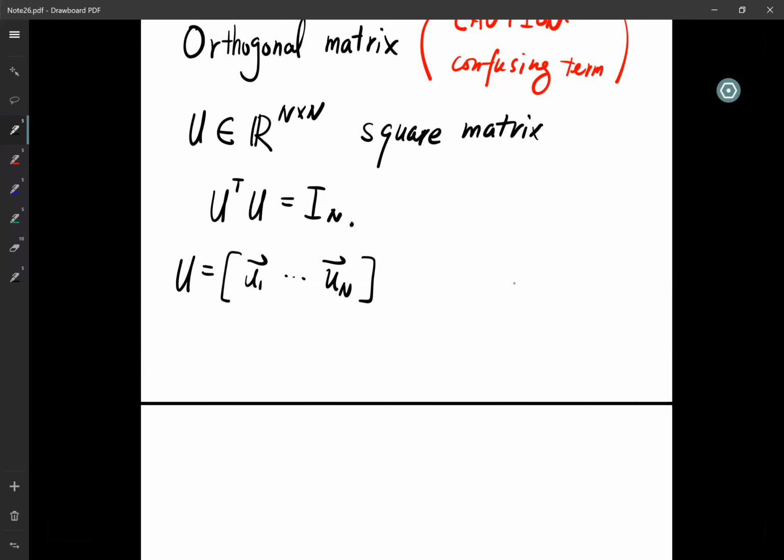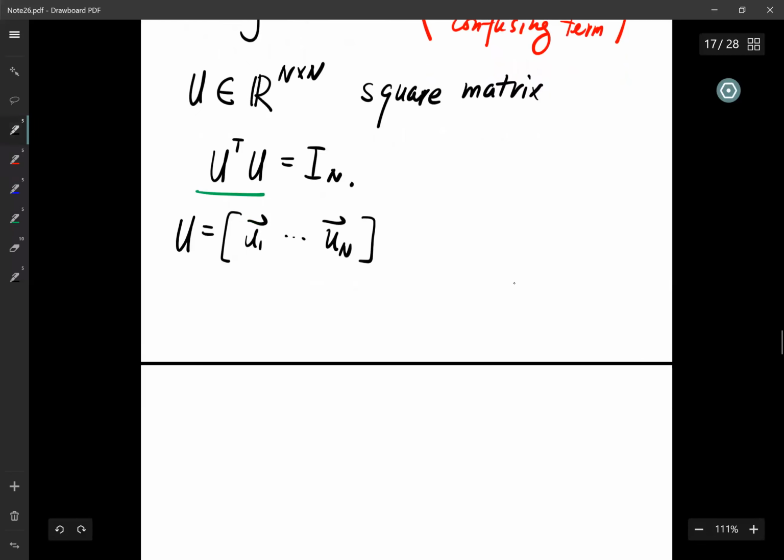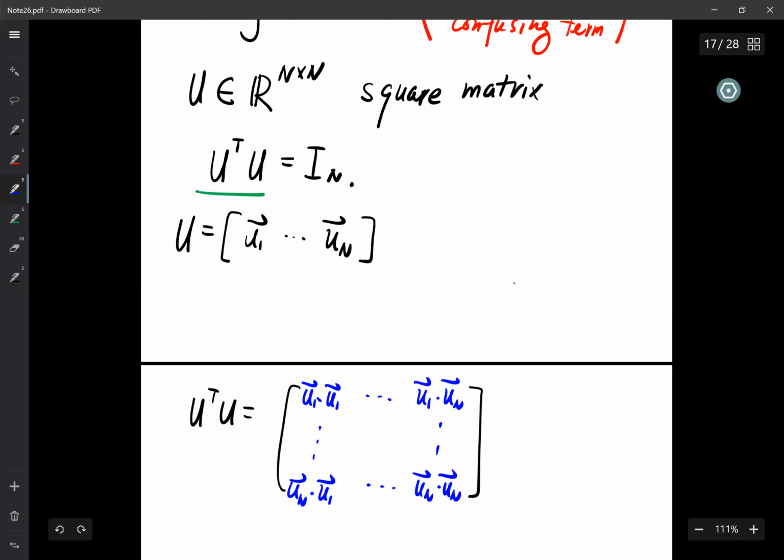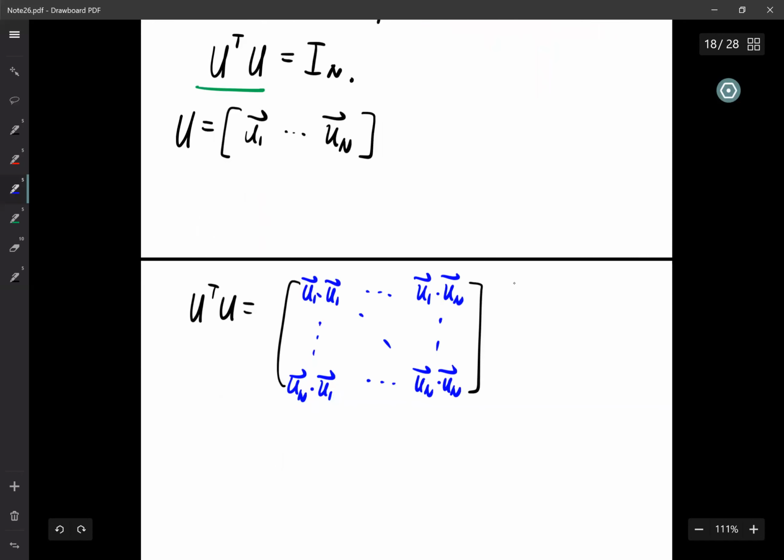and now I look at this U transpose U and see how can I write it down explicitly for each component. The first one is U1 transpose U1, but we know that we can write it as U1 dot U1, the inner product. Similarly, the 1nth entry should be U1 dot UN. The n1th entry should be UN dot U1. This is UN dot UN. So it's an n by n matrix.